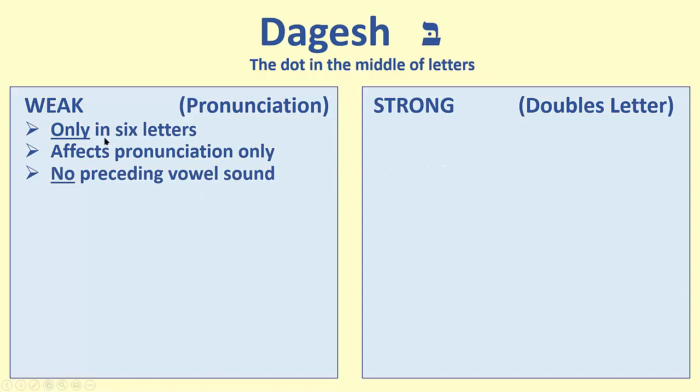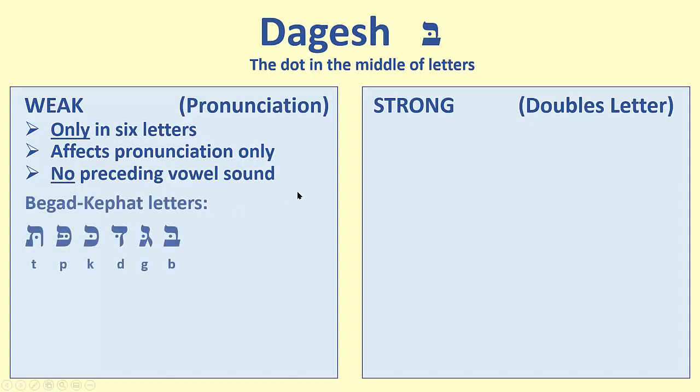All right, a weak Dagesh can only show up in 6 Hebrew letters. It only affects the pronunciation of that letter, and in order to figure out whether a Dagesh is weak, you simply need to look to see if there is a preceding vowel sound. If there's no preceding vowel sound, then that Dagesh is a weak Dagesh. The acronym Begad Kifat helps us remember these 6 letters. These are the ones that can take a weak Dagesh.